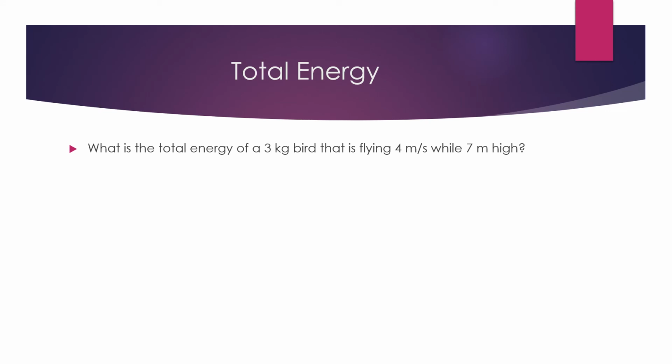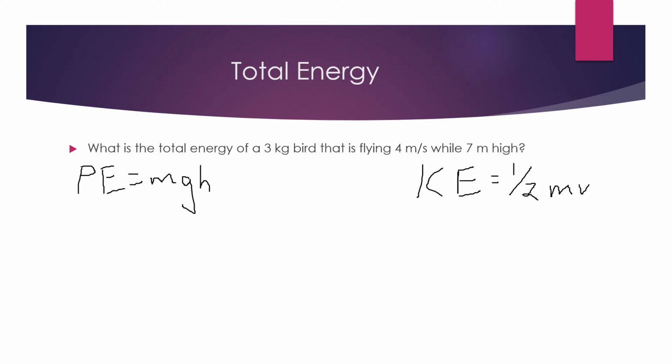So it says, what is the total energy of a 3 kilogram bird that is flying 4 meters per second while 7 meters high? Okay, this looks like a lot, but after everything we've done today, it's actually not going to be so bad. This is what we're going to do. PE equals mgh. KE equals 1/2 mv squared.